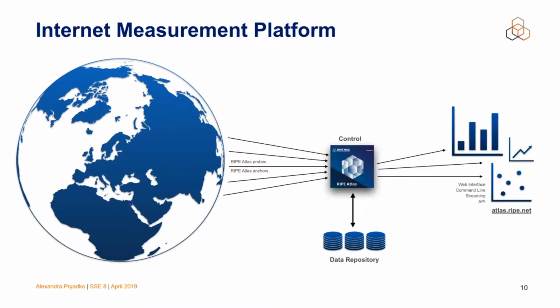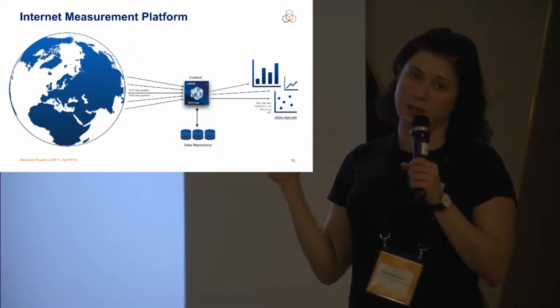Oh, we have a lot of small devices. We call them RIPE probes and RIPE anchors. A lot of people here know what they are. They're actually small devices connected to networks, and we gather all the information from those devices in our control center, in our database.